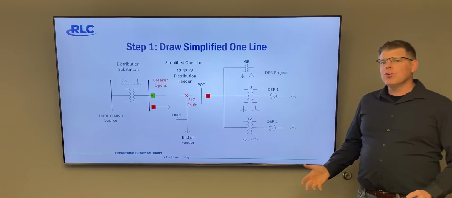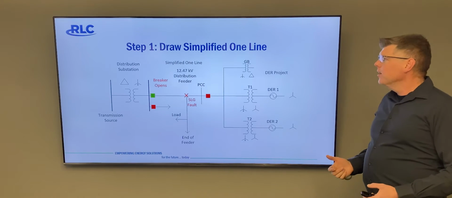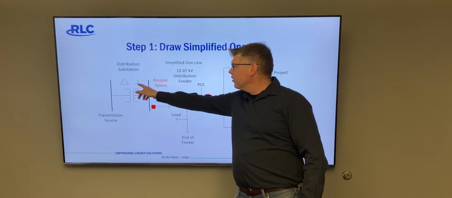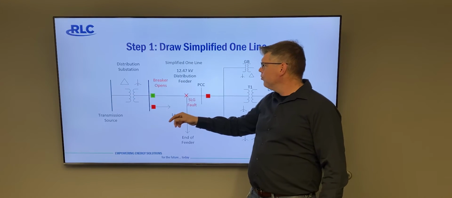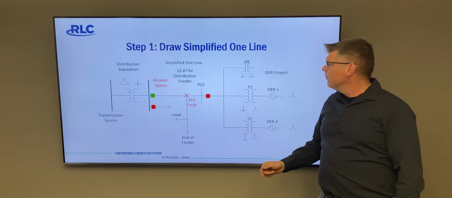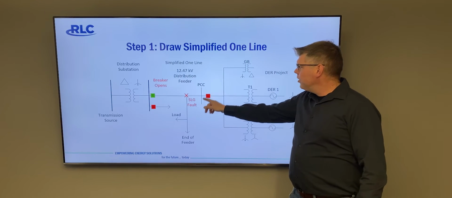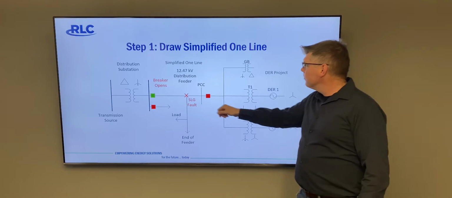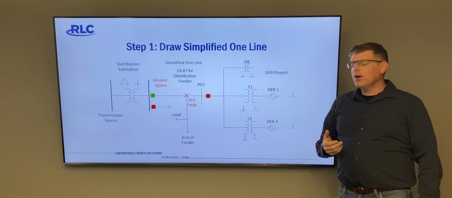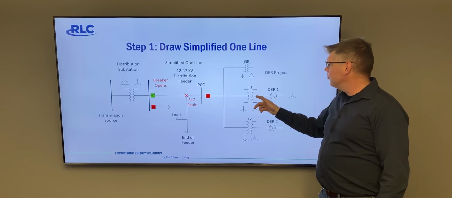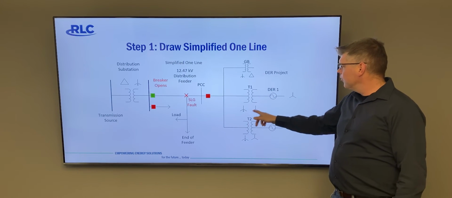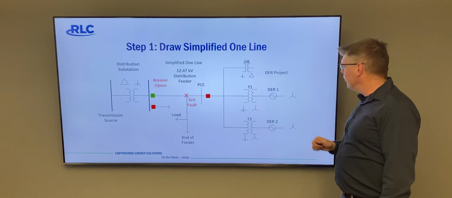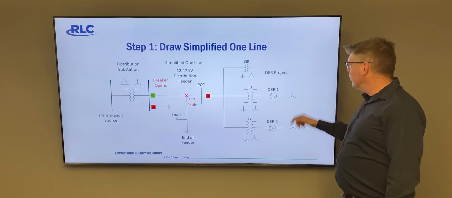Whenever we have a new system and we're integrating DER into our system, the best step is to draw a simplified diagram, noting the sources, the grounding configurations and transformer configurations of those sources, such as the distribution system shown here, the PCC of the project with a single line to ground fault shown at the PCC, and then also the project. With the project, we're going to show just the simplified pieces of equipment that we're concerned about: transformers, transformer configurations, the generator.